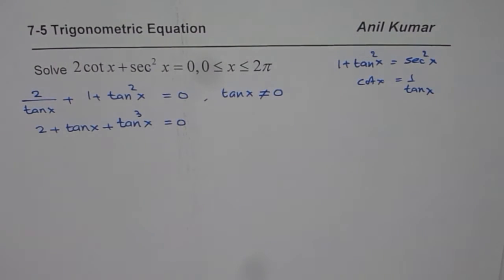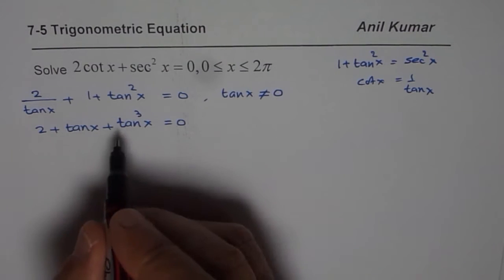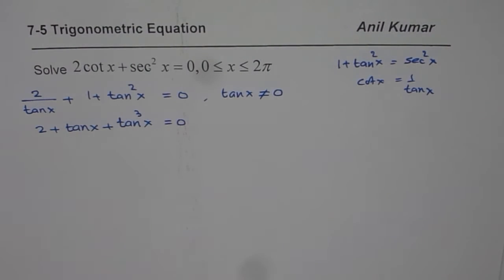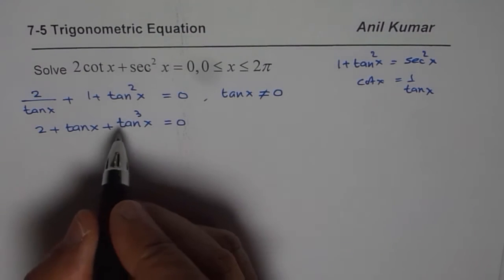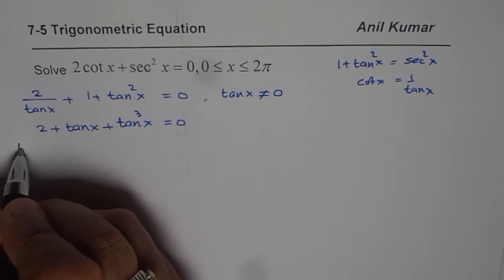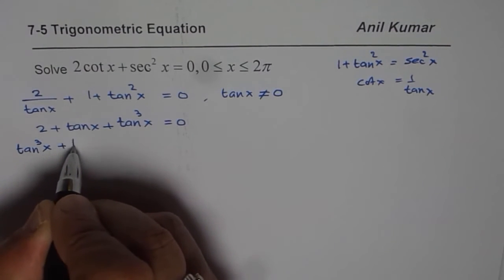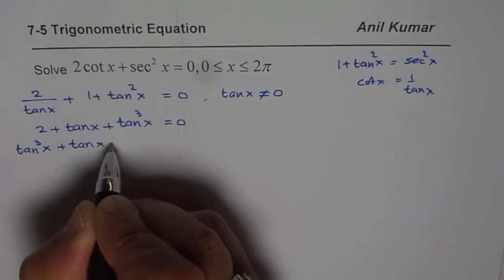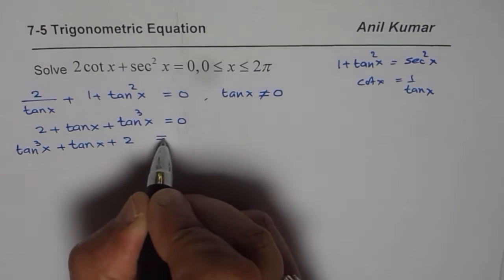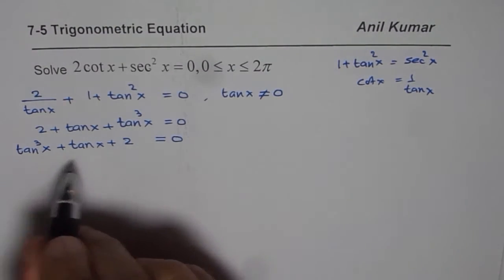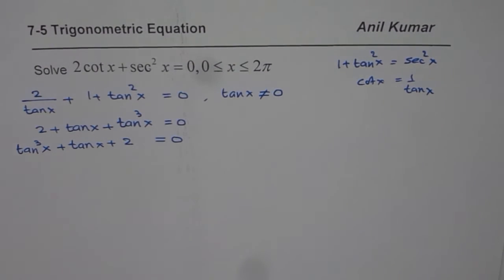Now we get this equation, and that is where we have separate solutions for the two questions. At this stage, we do a substitution, because we can factor this. Let me first rewrite this equation with highest power first. So we can write this as tan cube x plus tan x plus 2 equals 0. Now we will see how to factor this equation, right?